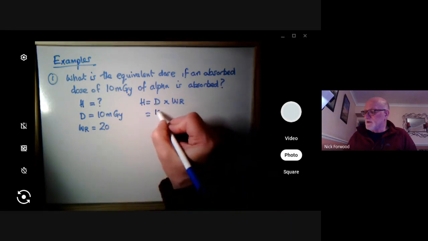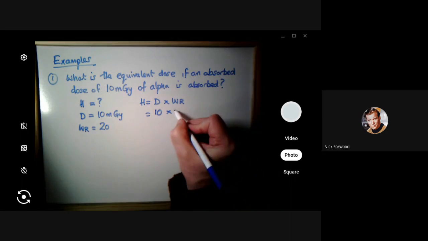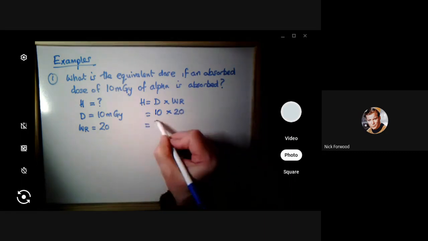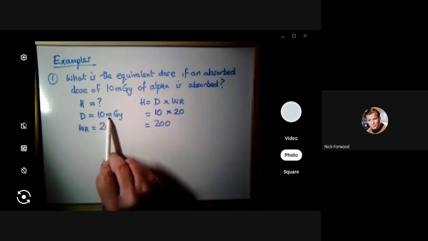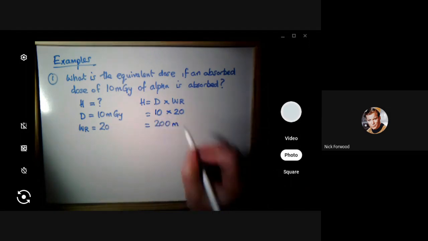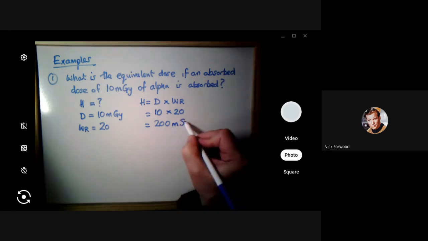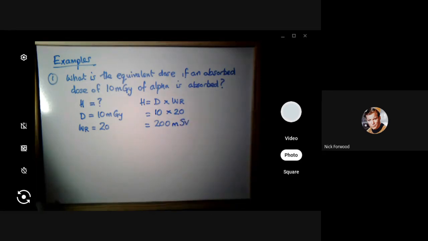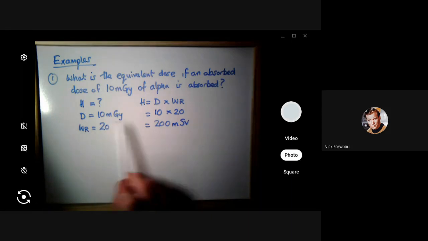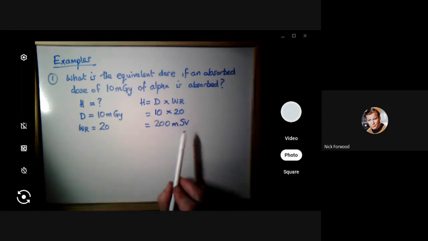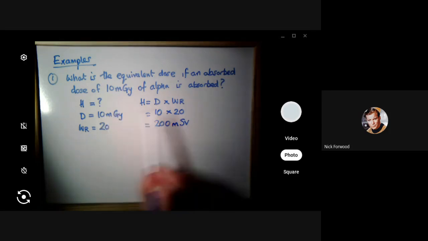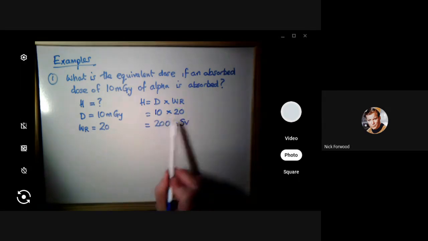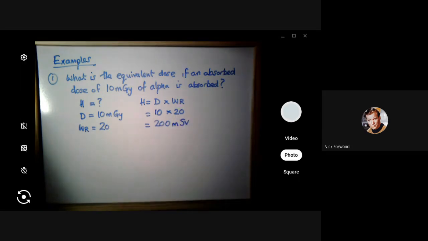So I've got 10 milligrays, and I'm going to multiply by the weighting factor, and 10 times 20 is 200. Because that's milli, the answer is going to be milli, but the units now change to sieverts, because as soon as you take your absorbed dose in grays and multiply by a weighting factor, we get a new unit called sieverts. And in this case, we've got milligrays times the weighting factor. So my answer is going to be millisieverts. So that's 200 millisieverts.